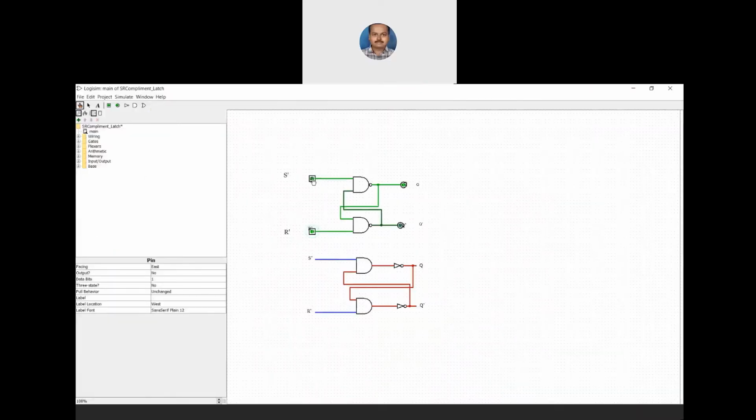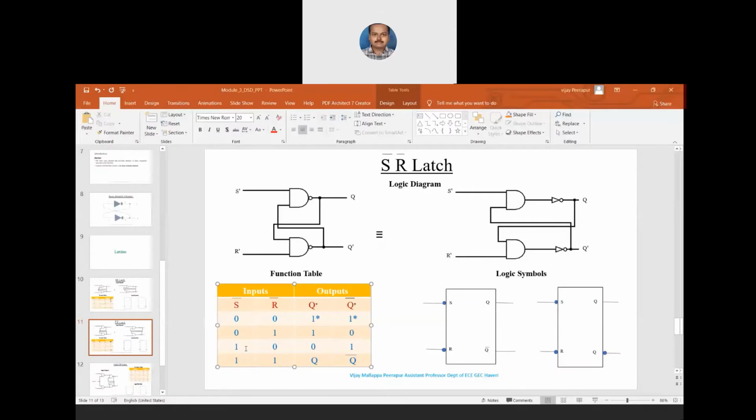Similarly, when S bar is 1 and R bar is 1, it is still equal to the previous state, right? You can understand here, when S bar was 0 and R bar was 0, the Q was 1 and the Q bar was 0. Now I change the input to S bar equal to 1 and R bar equal to 1. Still the output is equal to 1 and the other output is still 0. It means that the next state is equal to the previous state, because the previous state was logic 1. The next state is also equal to 1 here, right? That's what we have, right?